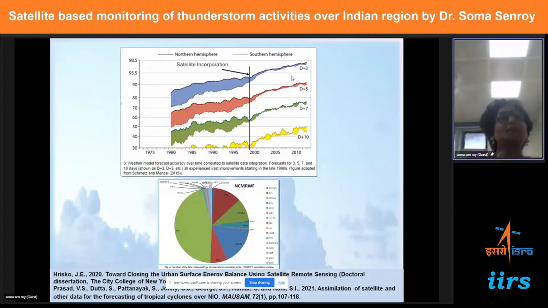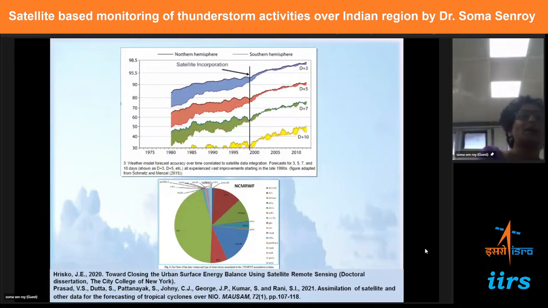This is the NCMRWF. I have quoted the paper from which I have copied these slides. So the first one is by RISCO. The paper's reference is given. The second figure is from NCMRWF. There was a very beautiful paper in Mausam by V.S. Prasad and his group in NCMRWF.